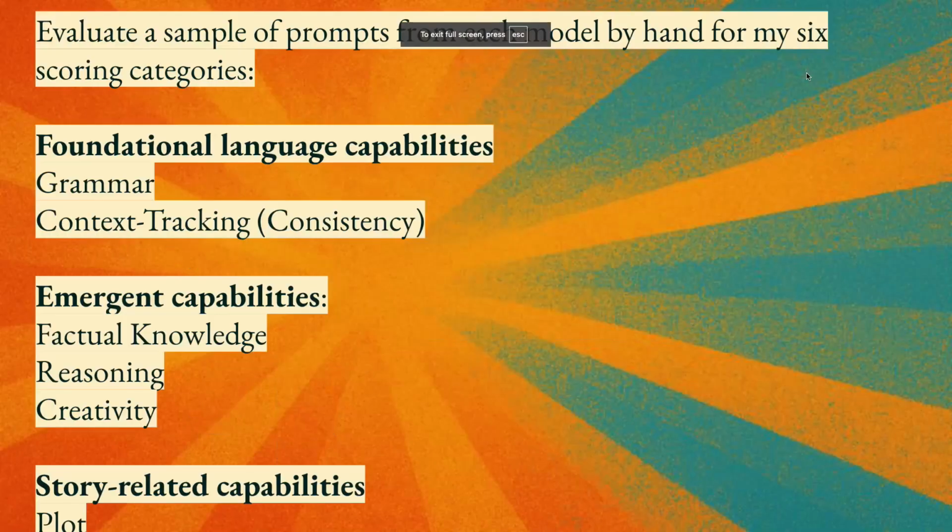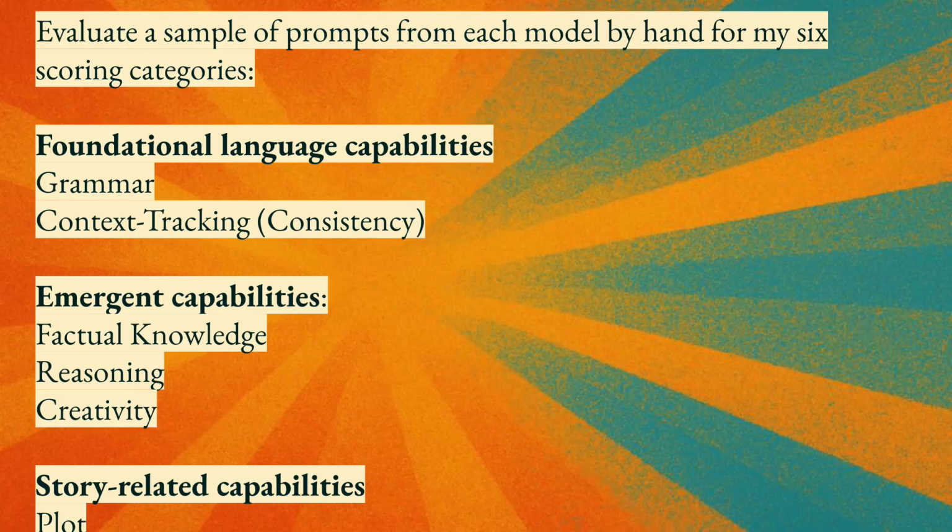All right, so what are my next steps? The very next step is that I now have completions for each of the 3 models for 44 prompts. So I'm going to take a sample of those. I'll probably start with 11 or 12 prompt and completion pairs for each model. I'll evaluate the sample by hand for my 6 scoring categories.